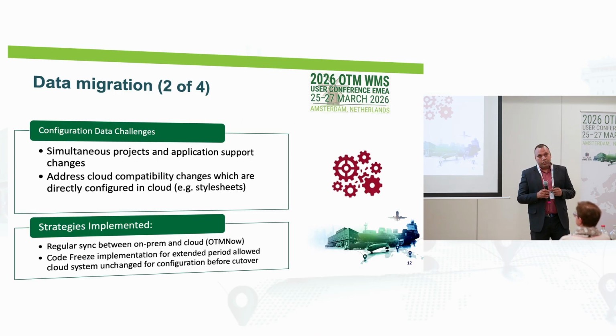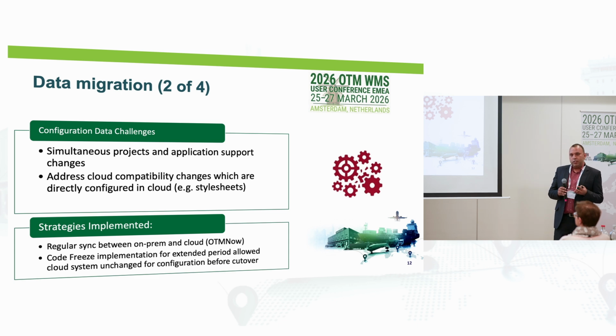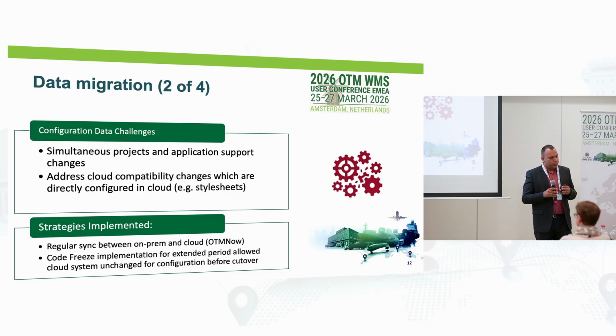So we'll talk about the challenges for each set of data which we had: configuration, master, and transactional. When we look at the configuration data, with the application running this long, we always have consistent changes going in based on business demands and requests and parallel projects and deployments. So that really changes your configuration every few weeks, every few months based on the release cycle you have. And we had to make sure that these changes which are going into the on-prem are also present in cloud at the time of go live.